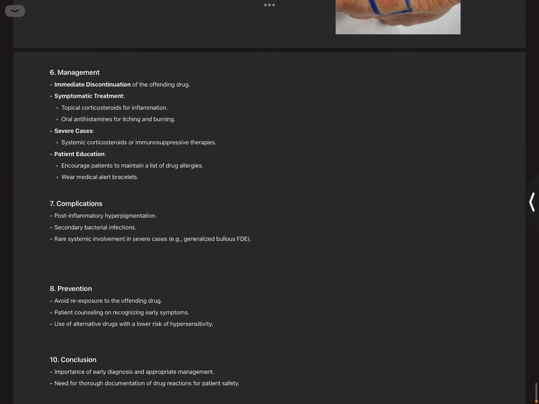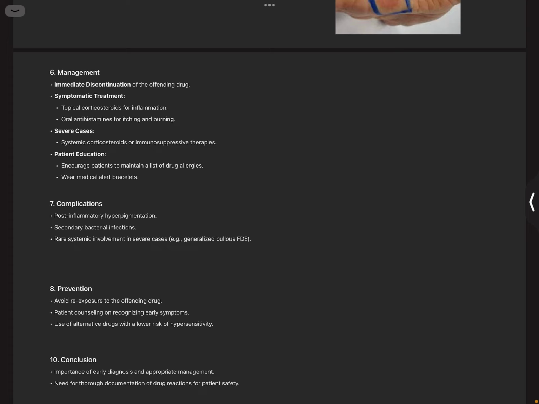Related to management, firstly, we should immediately discontinue the offending drugs, and then we can do symptomatic treatment, such as use of topical corticosteroid for inflammation and oral antihistamine for itching and burning. In severe cases, we can use systemic corticosteroid or immunosuppressive therapy.